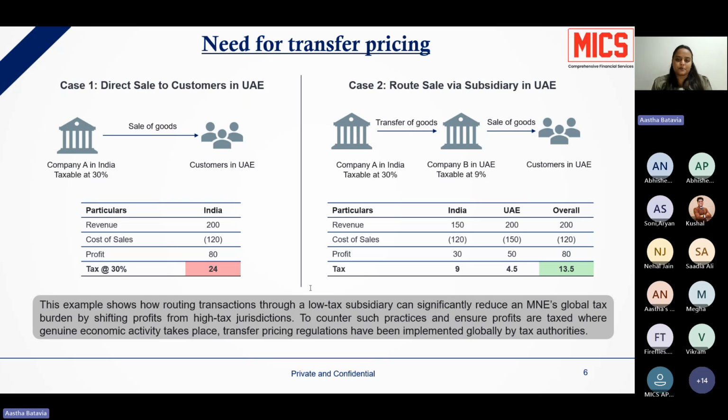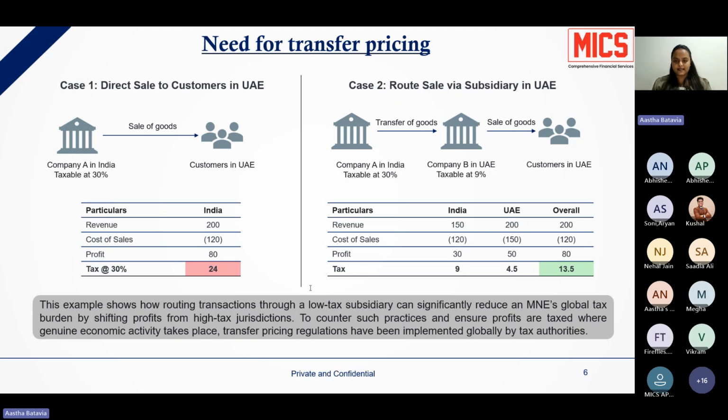Cost will be the 120, leaving the $30 profit behind for India, taxable at 30%, which will come around $9. UAE's revenue will be 200, and the cost will be the cost of purchase from the Indian entity, $150. Profit will be 50, taxable at 9%, which comes around 4.5. Global profit remains the same, $80, but the total tax will be $13.5, which is almost half.